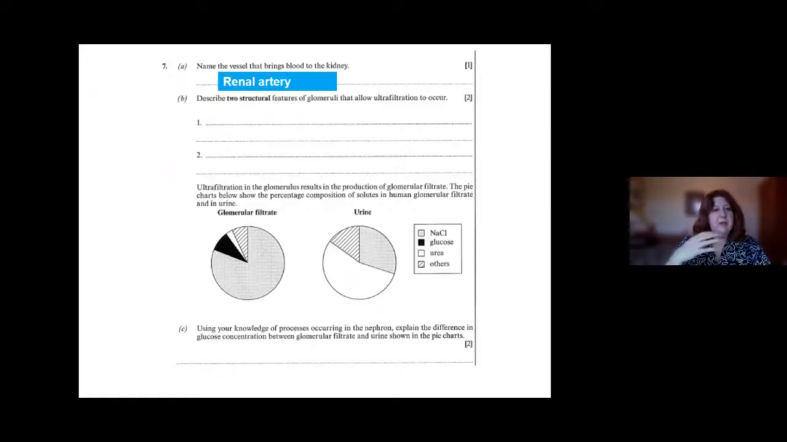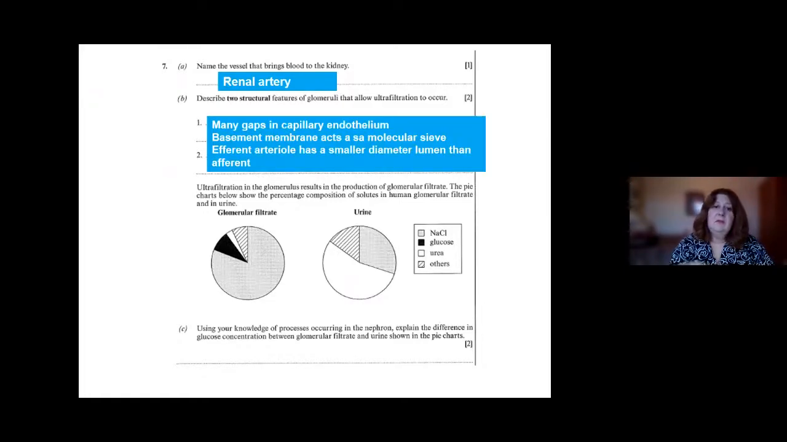It's the renal artery, and that branches into arterioles. And then two structural features of the glomeruli that allow ultrafiltration to occur. We talked about a number of those, but if they needed two, I'm just going to reveal those. I've put three there: gaps in the capillary endothelium, so the fenestrations, the basement membrane acting as a molecular sieve, and the efferent arteriole having a smaller diameter lumen than the afferent. All of that, remember, creates that arteriole system, creating the high pressure.